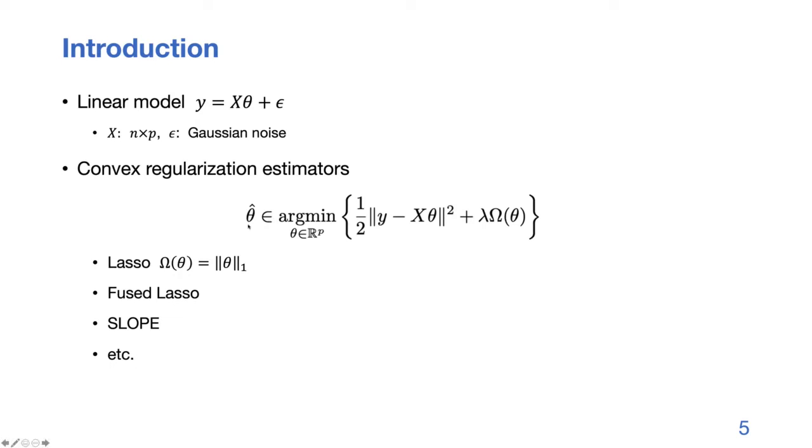The estimator theta hat is defined as the minimizer of the objective function, which is the sum of the squared loss and the convex penalty function omega. In the case of lasso, omega is the L1 norm. But this formulation contains other commonly used estimators like fused lasso, group lasso, and slope. I guess the topic of this conference is about slope, right?